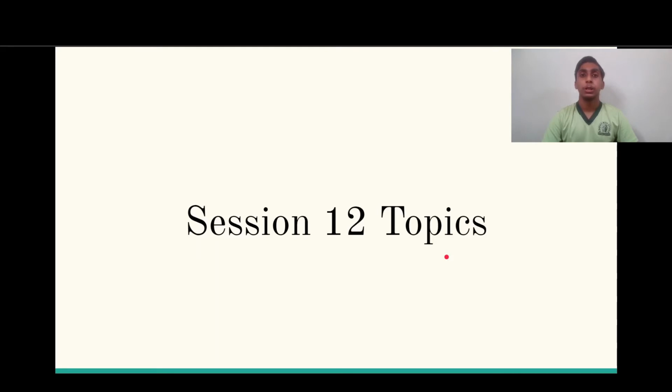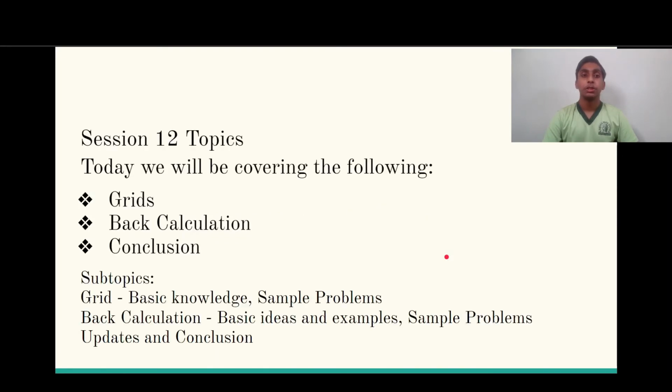So session 12 topics. What exactly are we going to be learning today? Today we're covering the following topics: grids, back calculation, and finally a conclusion. We do have some subtopics. First, some basic knowledge of SAM problems about grids. We are going to be going over some basic ideas and examples for back calculation. And finally, we do have some updates for the MathCounts exam, as well as a conclusion to our course. Okay, so let's get right into today's topics.